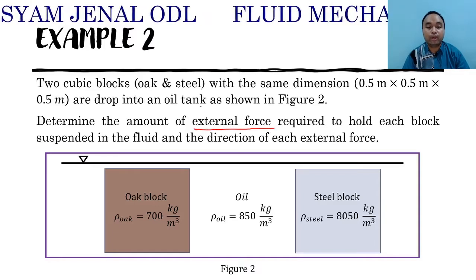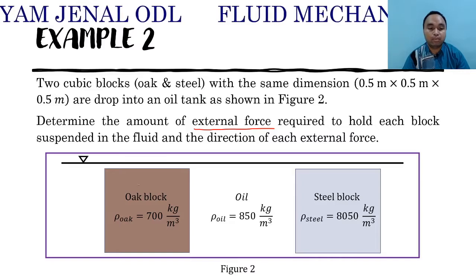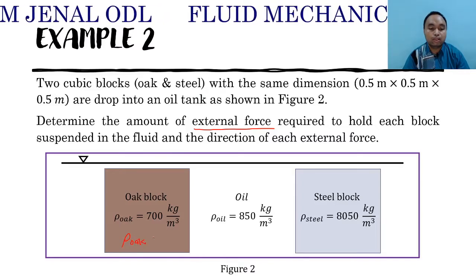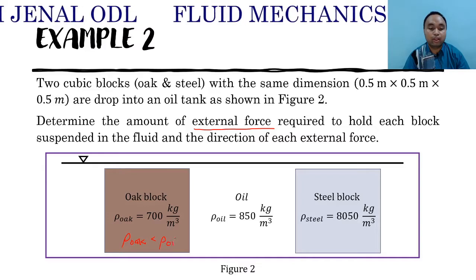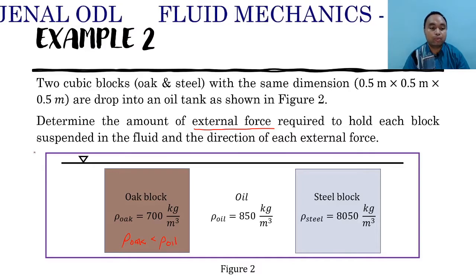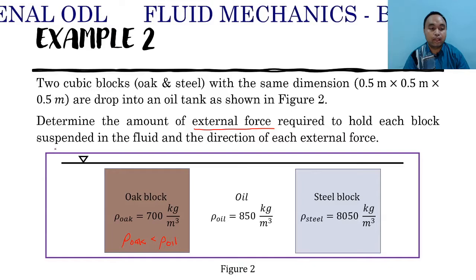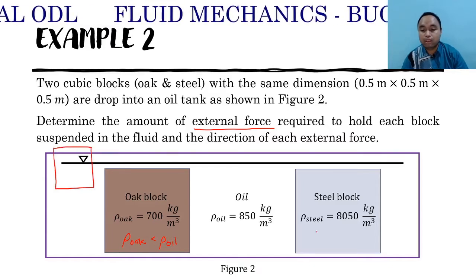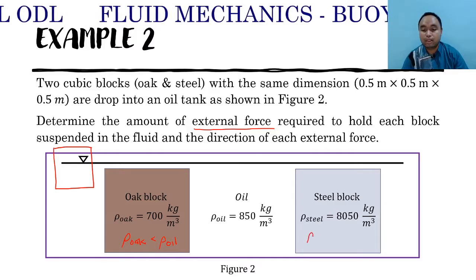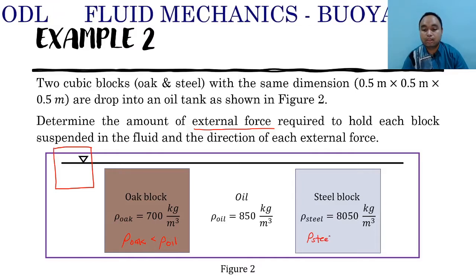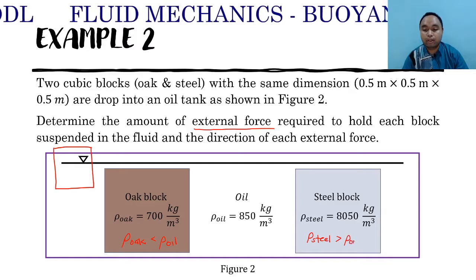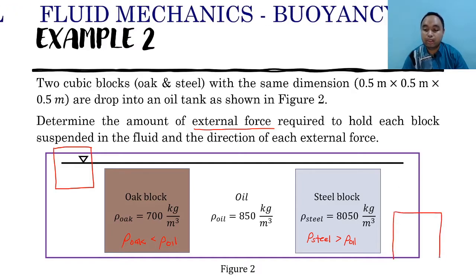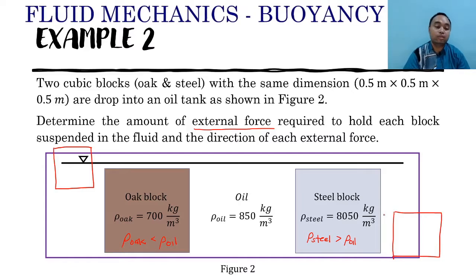So what we can understand from this example is that for the oak block, the density of oak is lower than the density of oil. It means if this block is dropped into the oil tank, the block will be floating. For the steel block, the density of steel is much higher than the density of oil. It means if you drop it, the initial condition will be the steel block sinking to the floor of the tank.